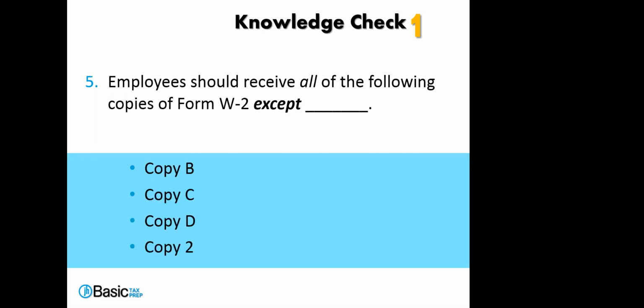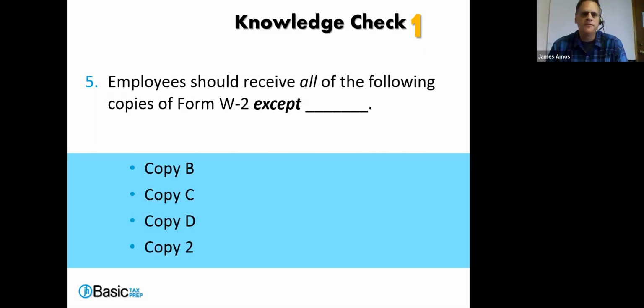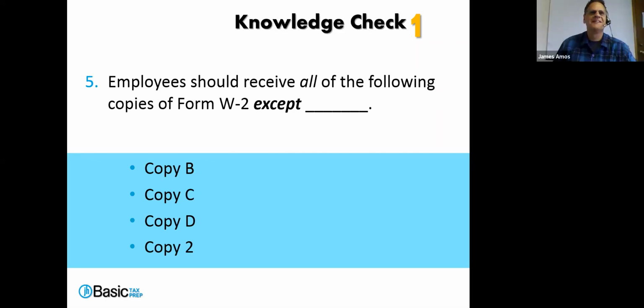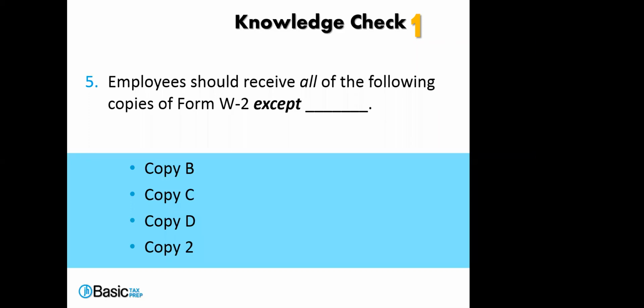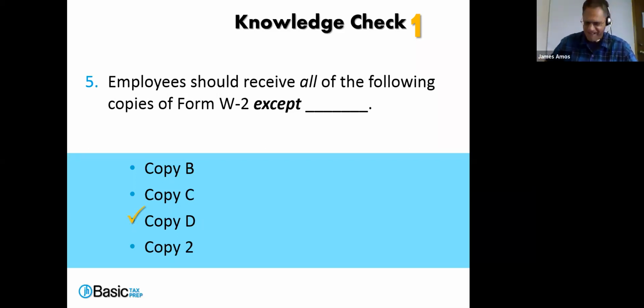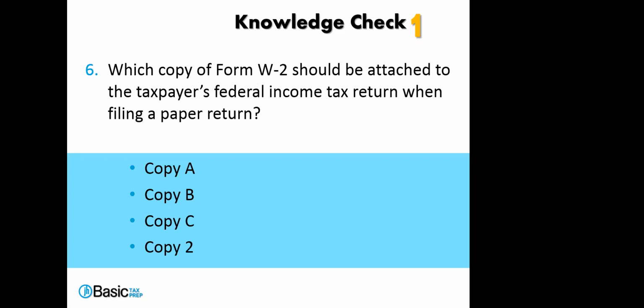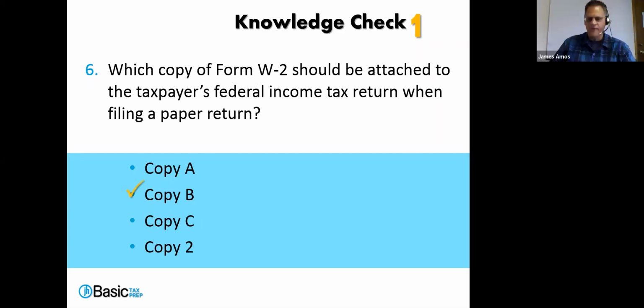Now, employees should receive all of the following copies of the Form W-2 except, so which one should they not have in their possession? Copy D? I couldn't tell if you said B or D. D as in dog. And you're right. Good job. Which copy of the Form W-2 should be attached to the federal income tax return when filing a paper return? B as in boy. Perfect.